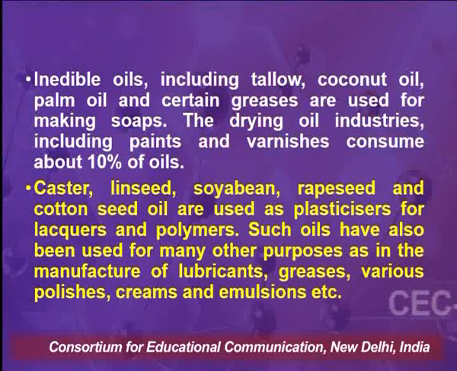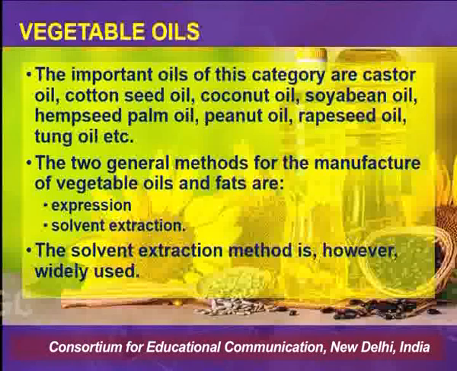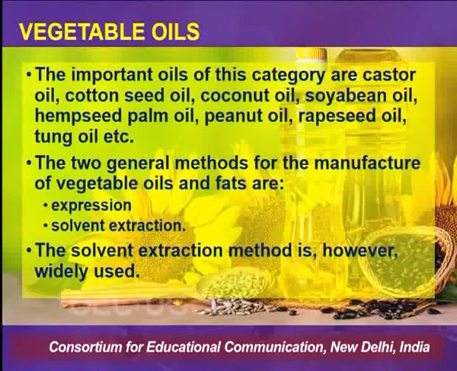Such oils have also been used for many other purposes, as in the manufacture of lubricants, greases, various polishes, creams and emulsions, etc. The important oils of this category, called vegetable oils, are castor oil, cottonseed oil, coconut oil, soya bean oil, hemp seed oil, palm oil, peanut oil, rapeseed oil, tung oil, etc. The two general methods for the manufacture of vegetable oils and fats are expression and solvent extraction. The method of solvent extraction is, however, widely used.